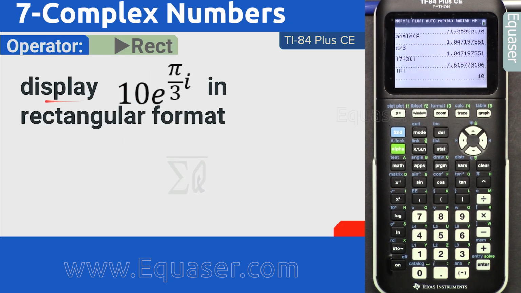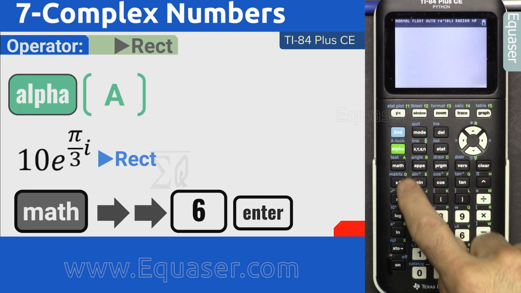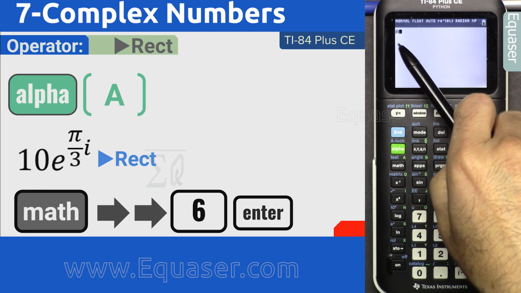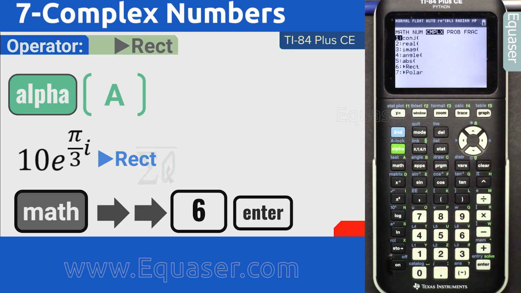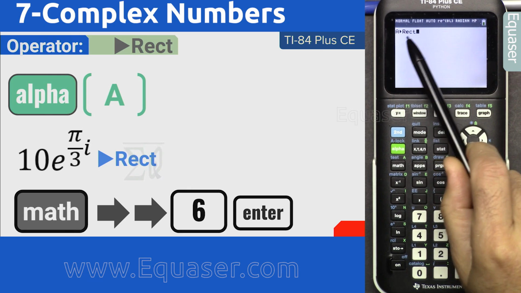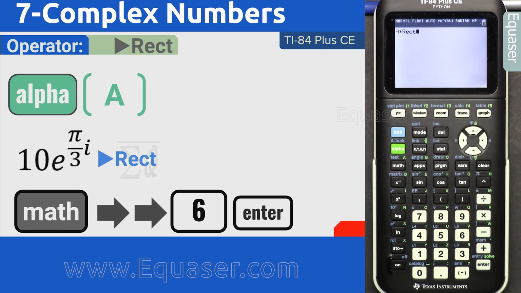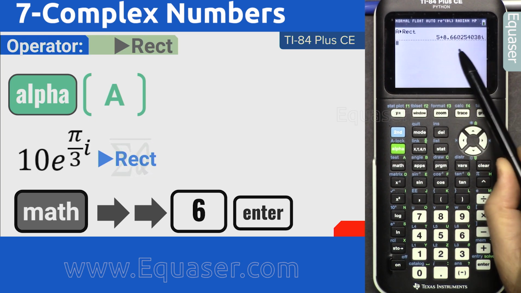Now we want to get a value converted to rectangular, rect. Now let's bring this value first. Now alpha A, bring the value, and then math 6. This says get this value, whatever value, either from memory or direct entry, convert it to rectangular. So we got 5 plus 8.66i.